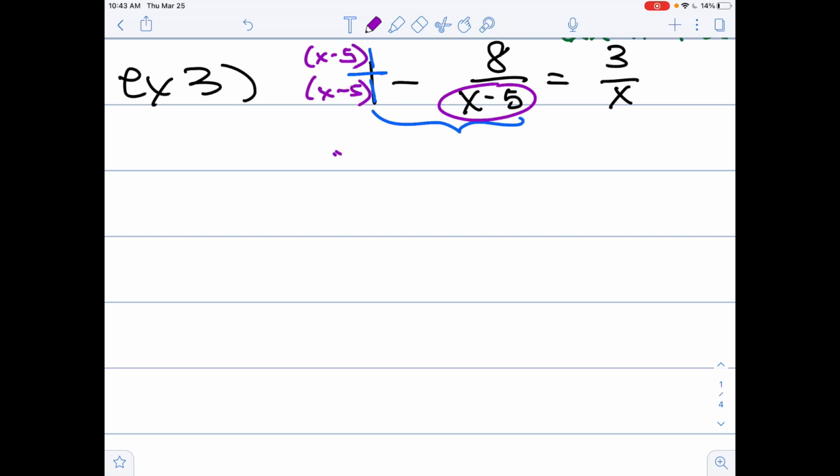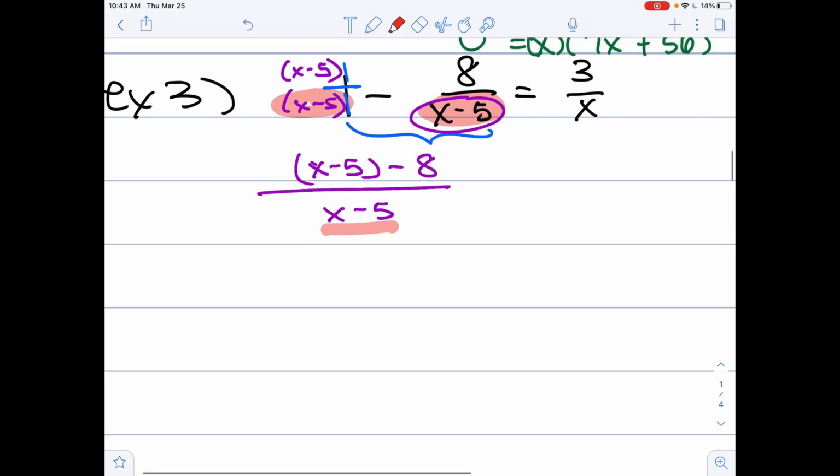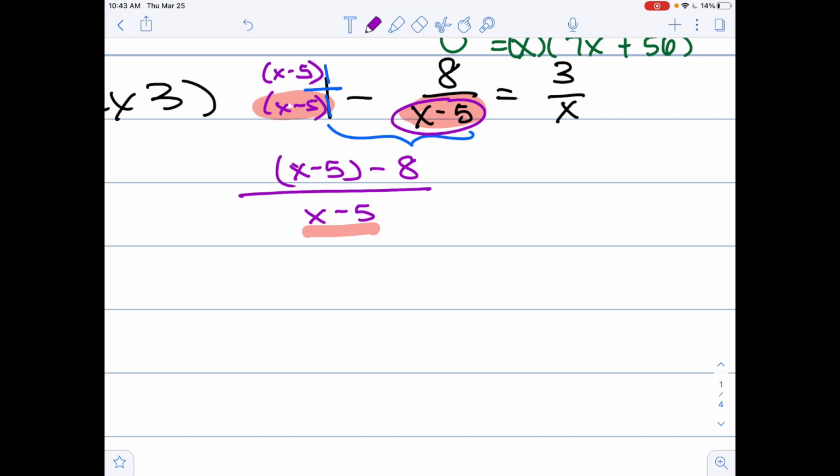So this is going to give me x minus 5 minus 8 all over x minus 5, because once you've got that common denominator, we keep the denominator and we do the operation on the top. Bring down the 3 over x. And now we're just going to simplify what we see up here. So x minus 5 minus 8 gives me x minus 13.